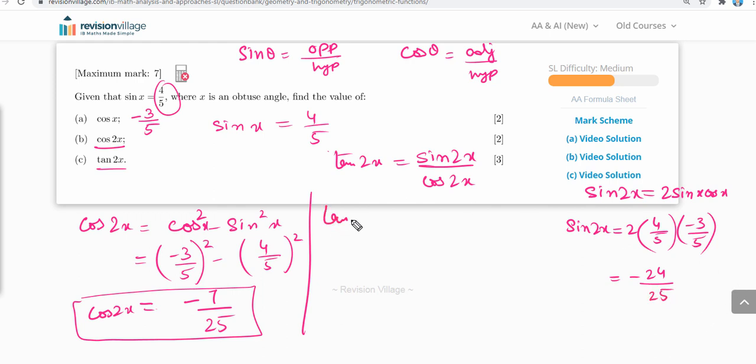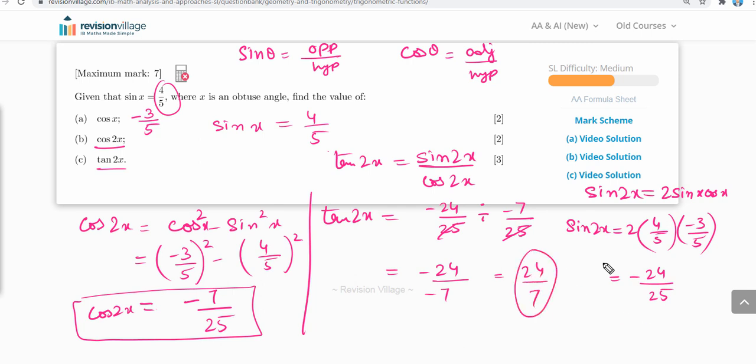Now tan of 2x will become equal to sine 2x, that is minus 24 over 25, divided by cos of 2x, that is minus 7 over 25. When we divide it, the 25s will get cancelled, and my answer will be equal to minus 24 over minus 7, which is simply 24 over 7. So that will be the answer for tan of 2x, 24 over 7. And for cos of 2x, it's minus 7 over 25. So this is how you can do the working in order to get the values for cos x, cos 2x, and tan 2x.